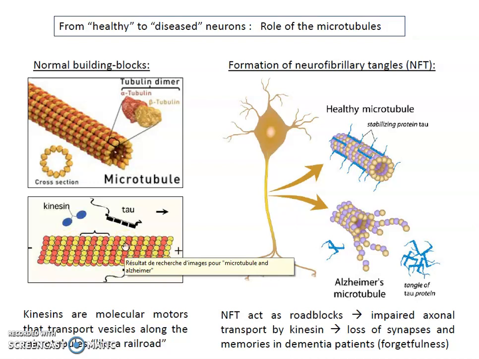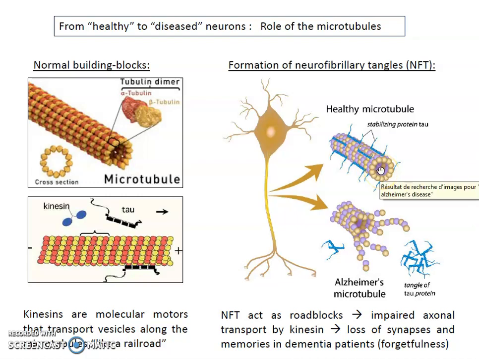Now coming to the formation of neurofibrillary tangles. Here is a healthy neuron, in which we talk about the normal case, the healthy microtubule and the Alzheimer microtubule, as shown in the image. The presence of the microtubule results in the stabilization of tau protein, as shown by the stabilization of alpha tubulin and beta tubulin, which form a dimer, and those dimers form what we call a microtubule, and those microtubules are stabilized by the tau protein.